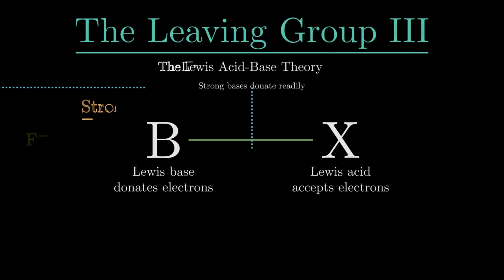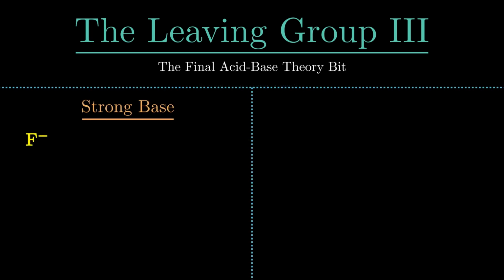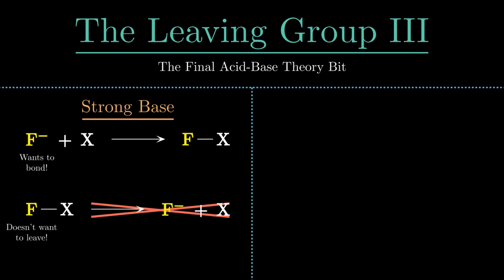This brings us back to fluoride, which is the strongest base of the halides. It wants to bond, so it will share its electrons with another atom. An alternative statement is if fluoride has already bonded, it will not leave to get its electrons back. We saw that fluoride is a bad leaving group, and now we know why.